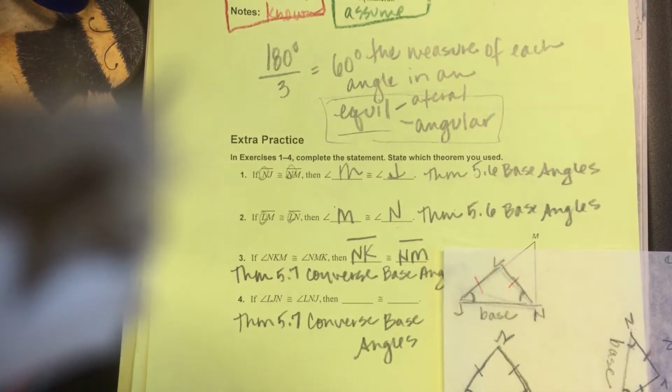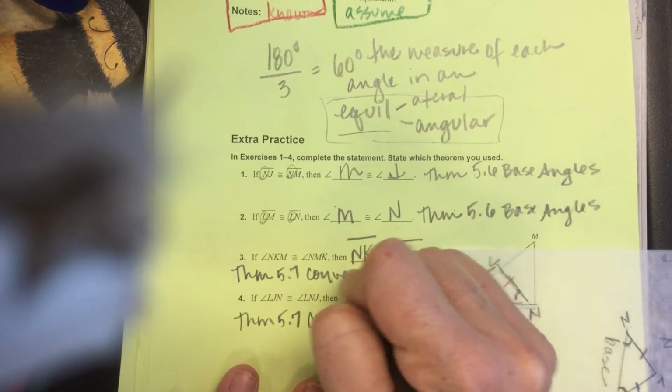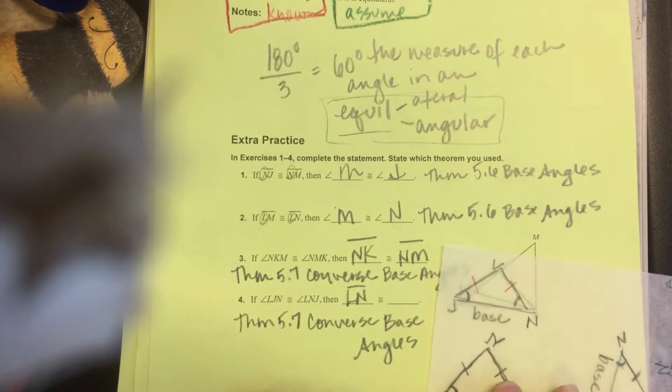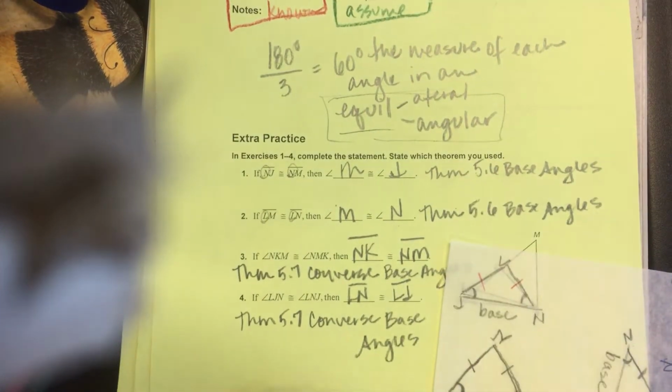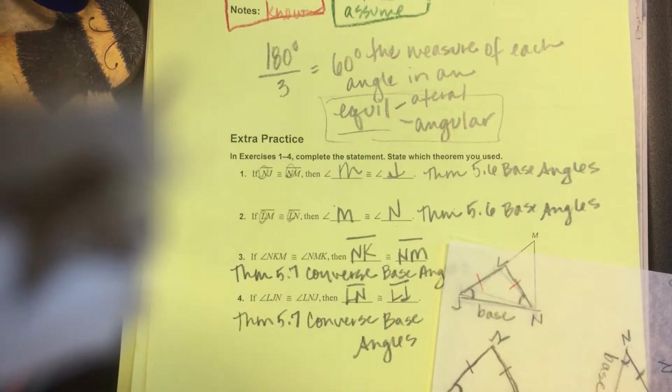Those angles, angle J opens up to LN. Angle N opens up to LJ. Turn your page when you're ready to go on.